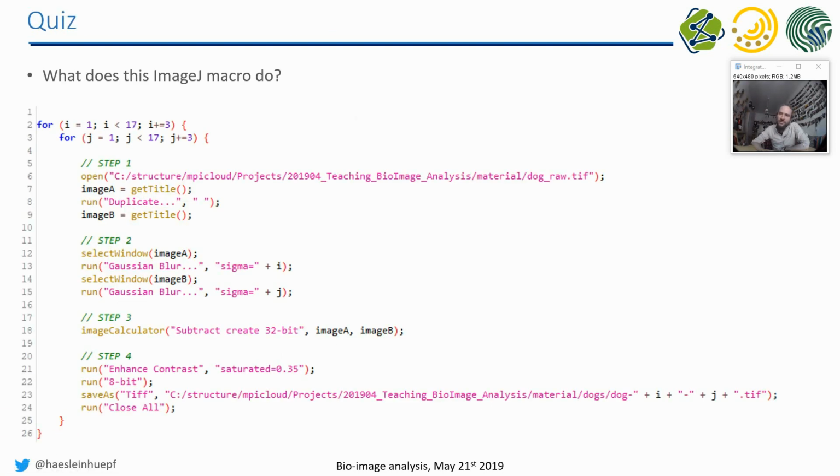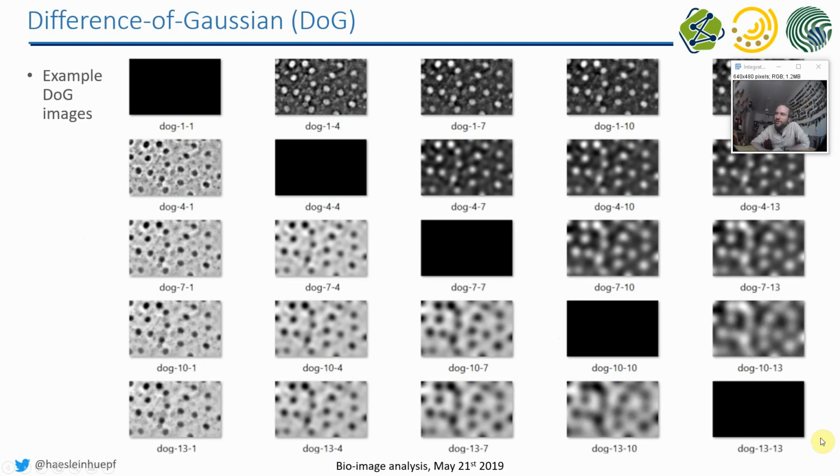Let's talk about it in a different way. What does this program do? After I finish this sentence, you may click on pause for a second. What kind of comment would you write here instead of step 1, step 2, step 3, step 4? What is this macro doing? I can give you a hint: this macro is calculating different combinations of sigma values, different DOG images, and saving them into a folder.